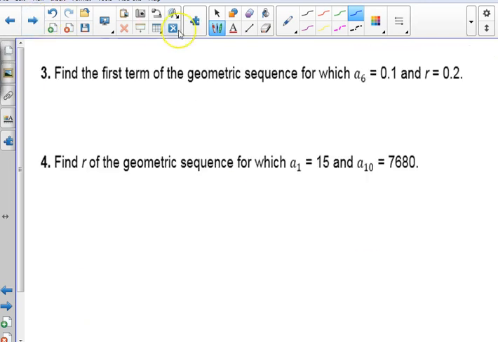All right. Find the first term. These are some crazy questions that are just reviewing stuff we've already learned. The sixth term should have been the first term times the ratio 6 minus 1 times. What can I put into this formula?